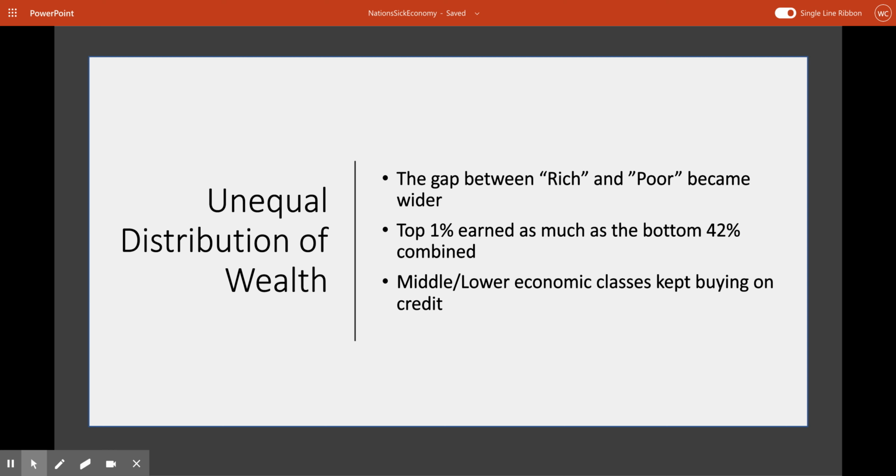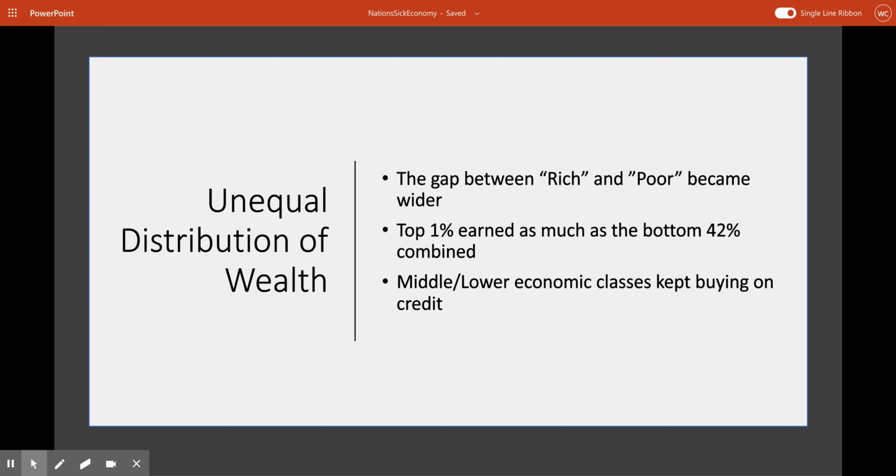In fact, in the 1920s, the top 1% of Americans, economically speaking, made as much money as the combined lower 42%. That's a huge uneven distribution of wealth. A very small group of people had pretty much all the money. So does that sound familiar? It should, kind of, because that's exactly what happened during the Gilded Age when we studied that period.